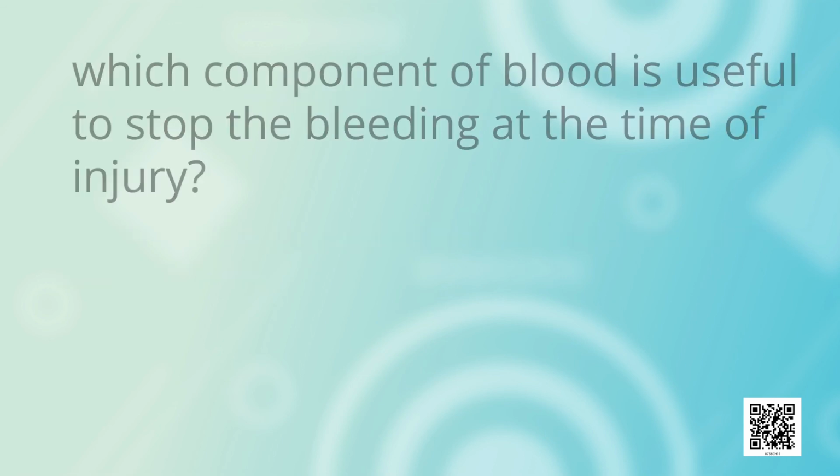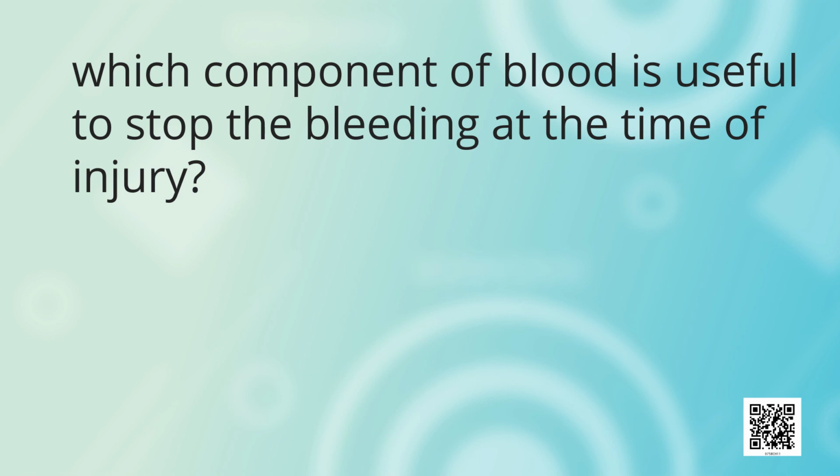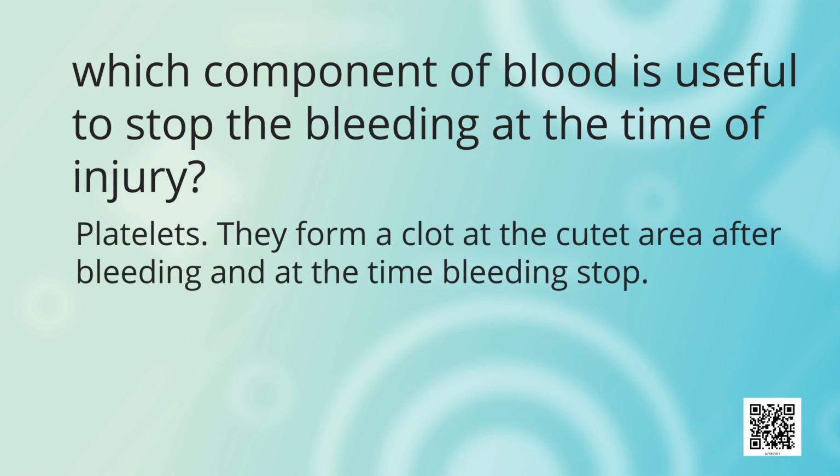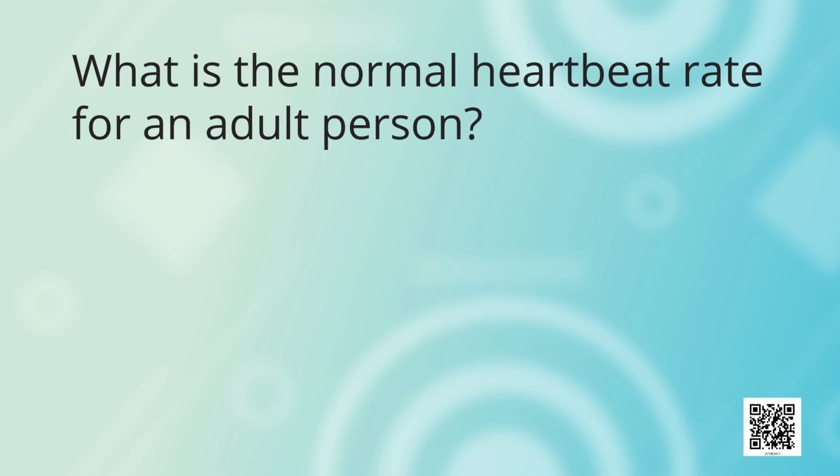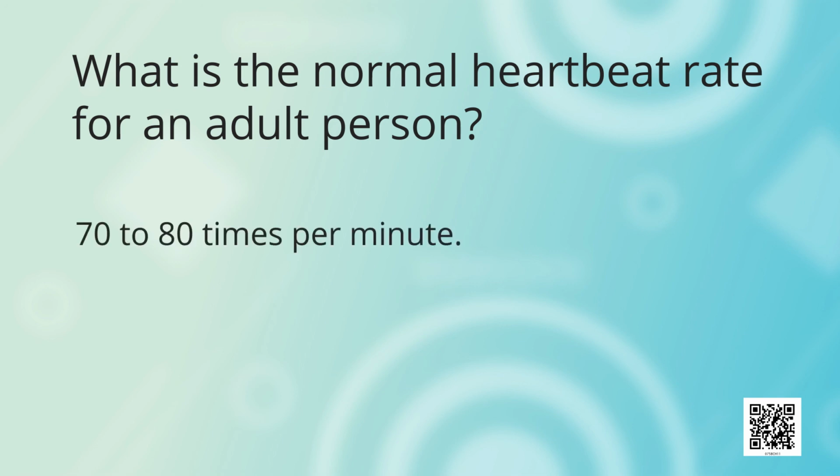Third question: which component of blood is useful to stop the bleeding at the time of injury? Yes, you got it right. Platelets. They form a clot at the cut area after bleeding, and at that time the bleeding stops. Question number 4. What is the normal heartbeat rate for an adult person? Yes, 70 to 80 times per minute.